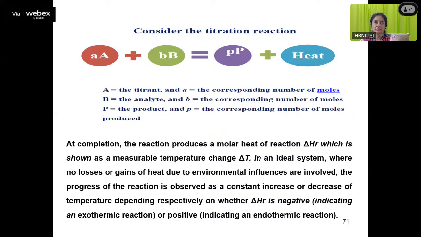So this is a typical system for which this type of reaction can happen, and you can do the titration. At completion of the reaction, a molar heat of reaction is shown as a measurable temperature change, delta T. In an ideal system where no losses or gain of heat due to environmental influence are involved, the progress of the reaction is observed as a constant increase or decrease of temperature, depending on whether delta H of reaction is negative, indicating an exothermic reaction, or positive, indicating an endothermic reaction.